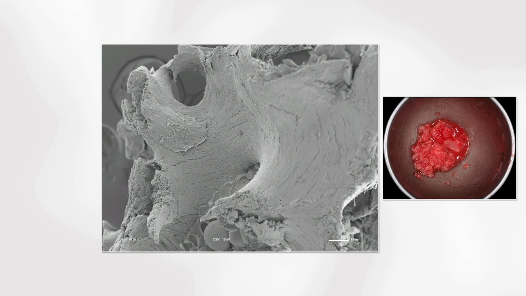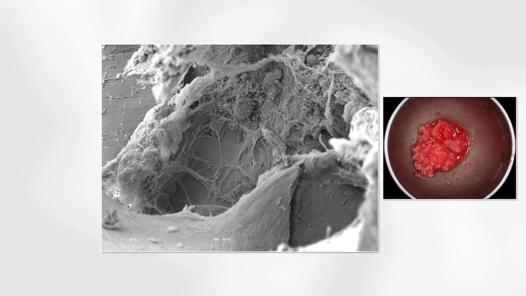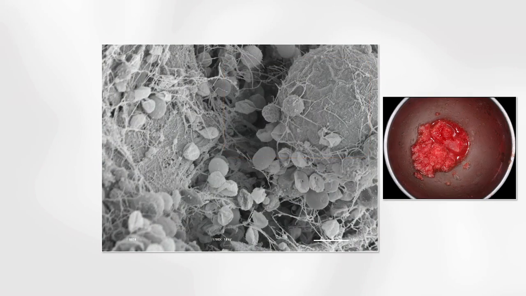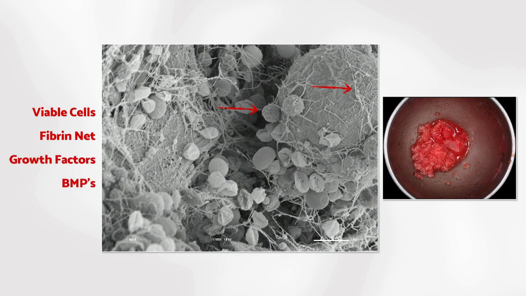Zooming in this image, you can see here the reversing canal. Zooming in again, let's focus in this area. Let's zoom this area. What can you see here? A high number of cells, different cells, and a fiber net. But we are sure that we also have growth factors such as BMPs.